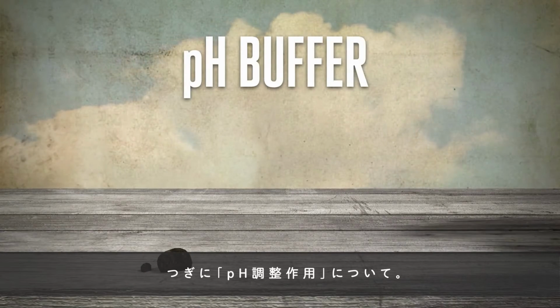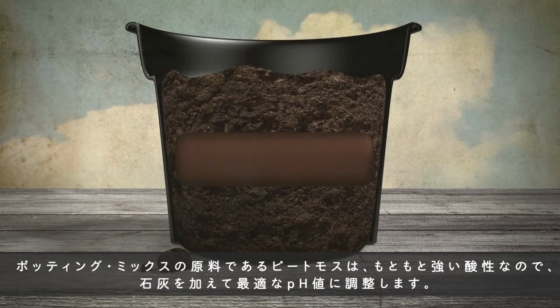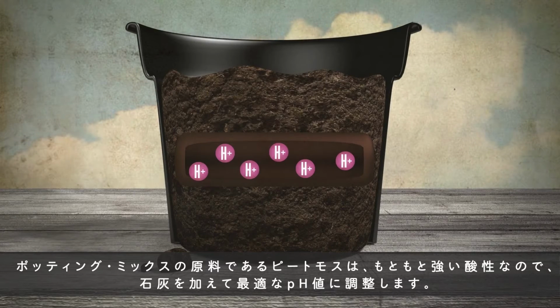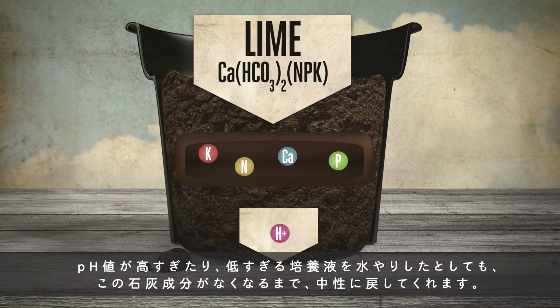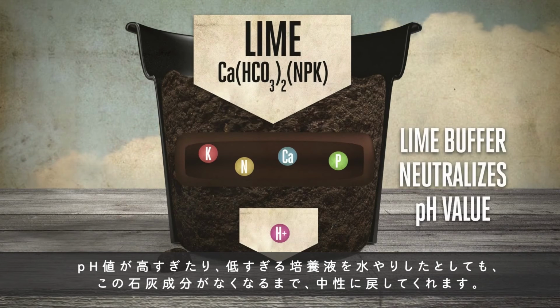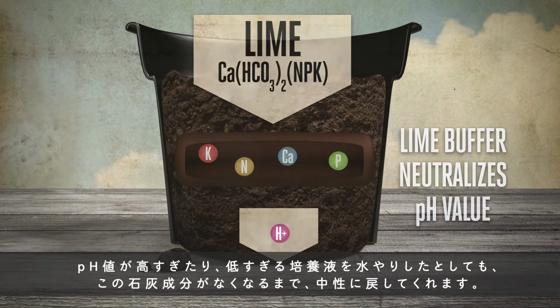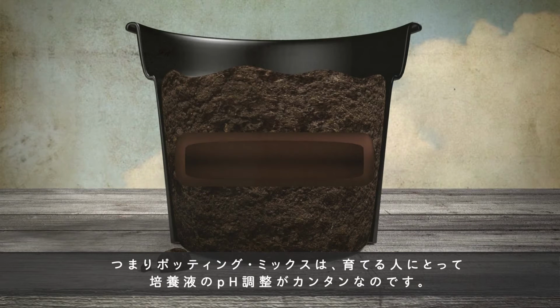Then we have the pH buffer. Potting mix is made from acidic peat, and because of this acidity, lime is added to bring it to the right pH value. If you water the plant with a nutrient solution with a high or low pH, the lime buffer will neutralise it, at least until the lime in the peat runs out. So, potting mixes can help to neutralise any mistakes made by the grower.